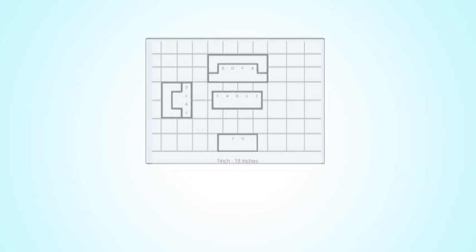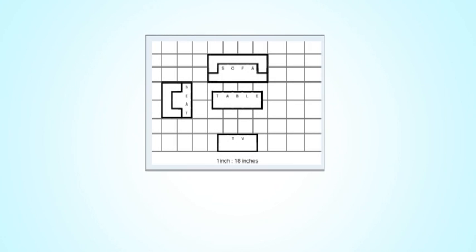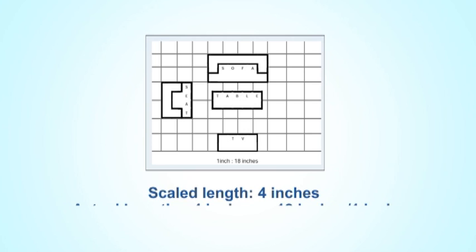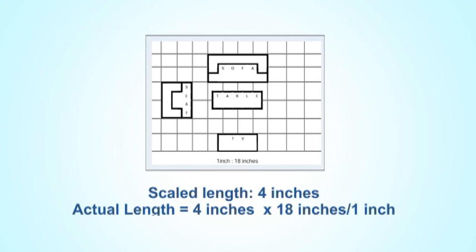Let's help Ben understand how to use scales and scale drawings. First, look at the scale. Count the number of squares within the darker lines. Based on the drawing, we can see that the sofa has a total scaled length of 4 inches. Since the scale our interior designer used for the drawing is 1 inch to 18 inches, we multiply the measurement of the sofa by 18 to get the actual length. How long is the sofa? Yes, that's right. It is 72 inches long.